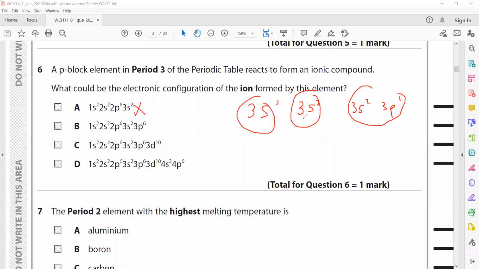because if it was a non-metal, it tends to gain electrons, so it will complete the p shell. That's why B is the right answer. It cannot be the d block element, because the question mentions period 3, but this shows period 4. So B is the right answer.